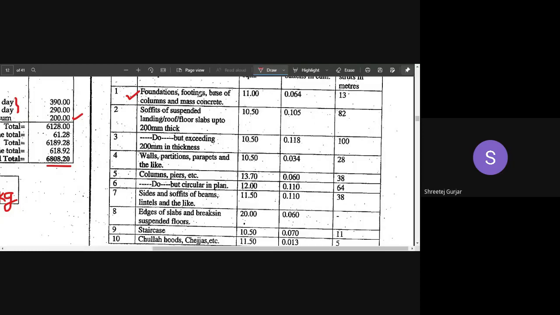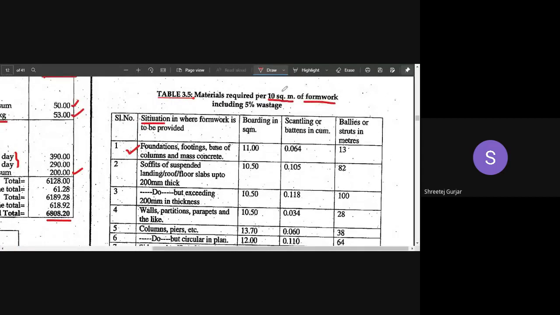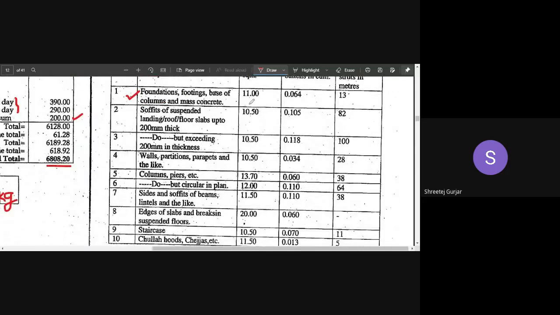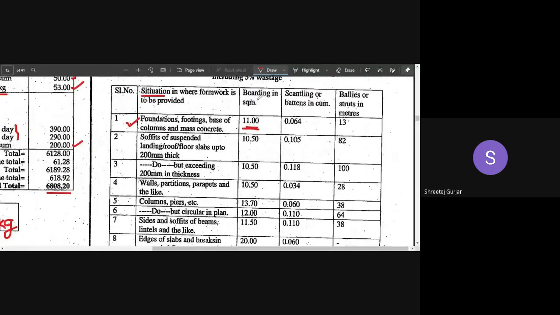You are dealing with footings, or the base of columns, or mass concrete. Suppose you are dealing with that. For 10 square meters, you require 11 square meters of boards, 0.064 cubic meters of battens, and struts you require 13 running meters.